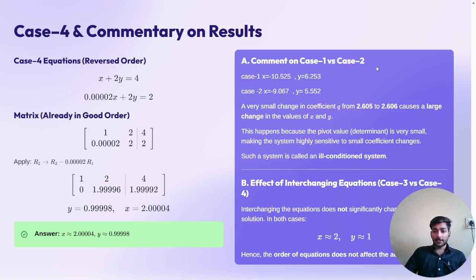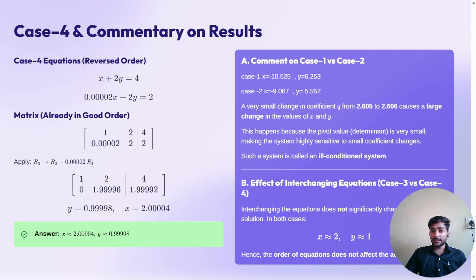So now our question number 1, the first part, is to comment on case 1 and case 2. As we see in the question, there is a slight difference in the value of q. The value of q changes from 2.605 to 2.606. This caused a very large change in the values of x and y. In case 1 we get x equal to 10.525, but in case 2 we get x equal to 9.067, and we get y in case 1 as 6.253 and in case 2 as 5.552.